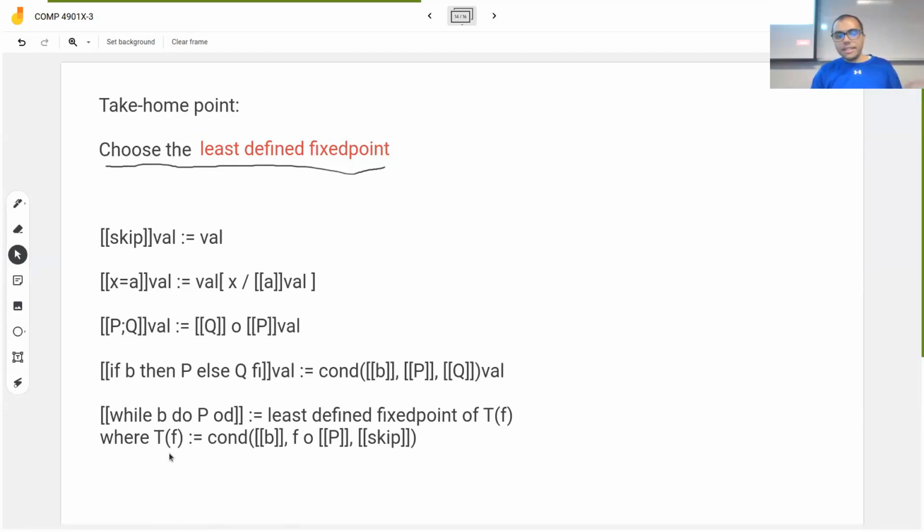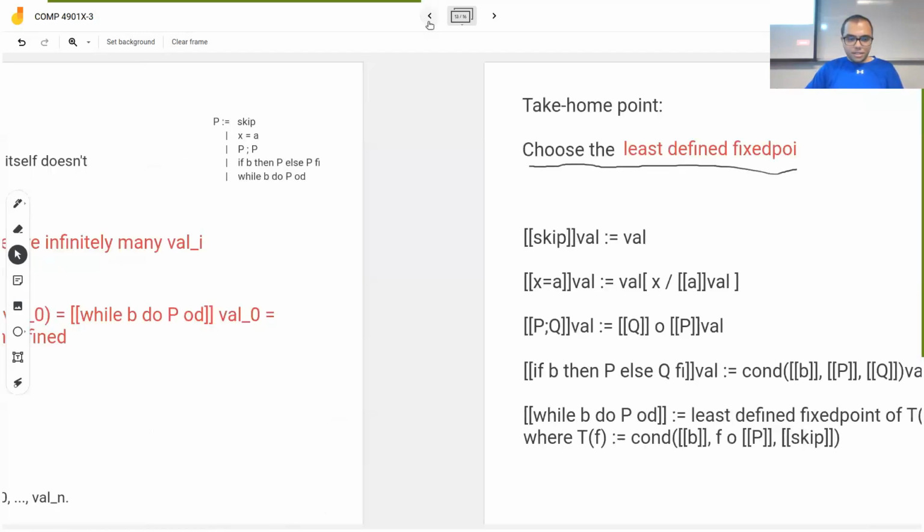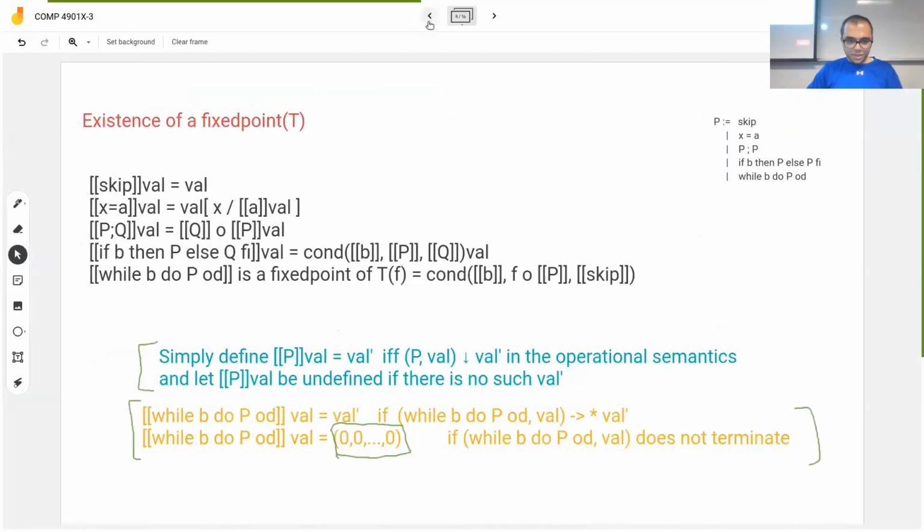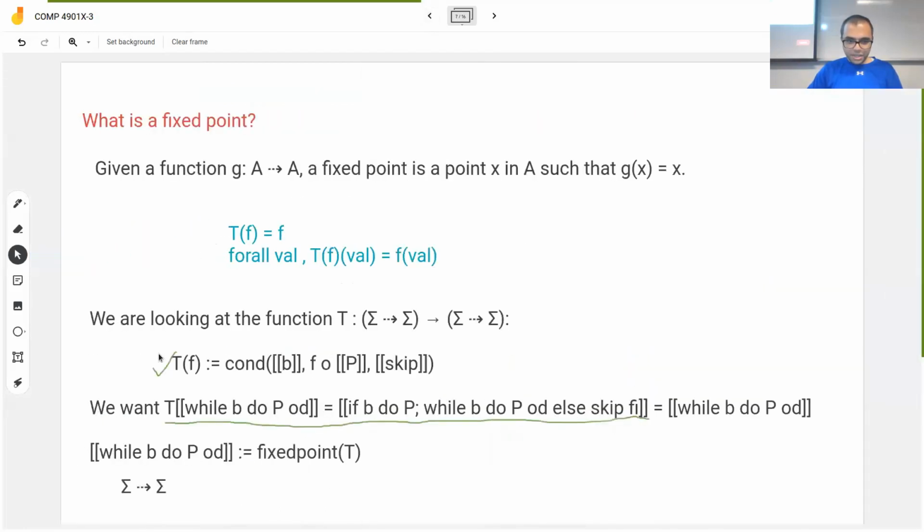And remember that this T was basically opening up the while, so unrolling the while for one iteration. So one more time, forget about the proof. I just want you to remember the intuition here. The intuition was that I wanted to define the semantics of each one of my programs based on the semantics of their subprograms. So I wanted to do it in a structurally inductive way.